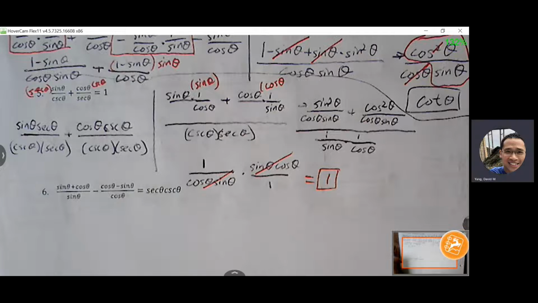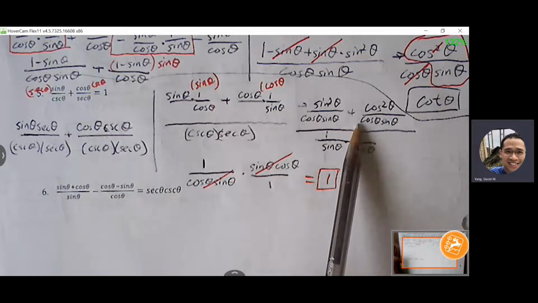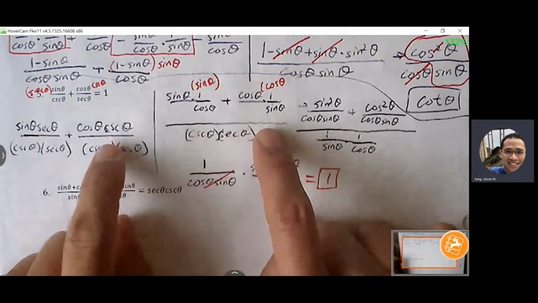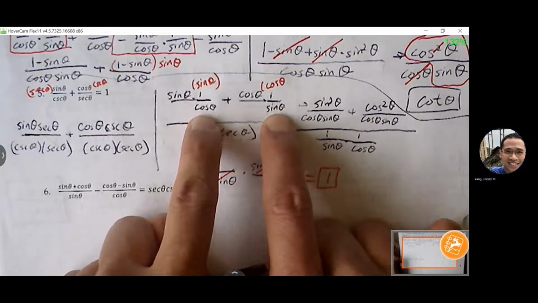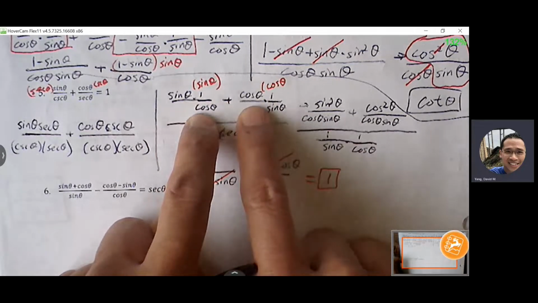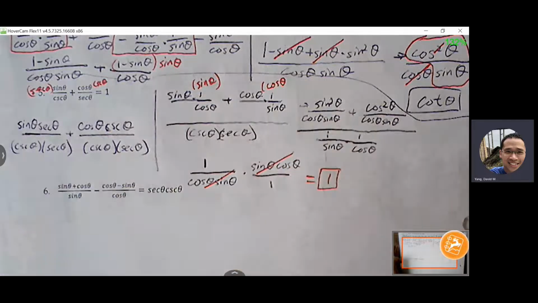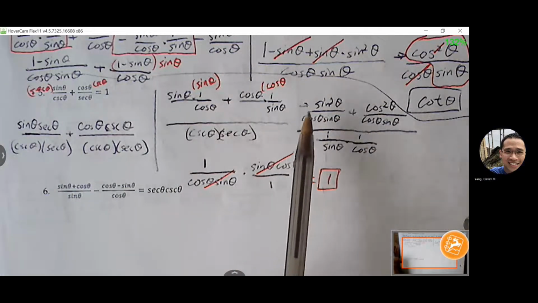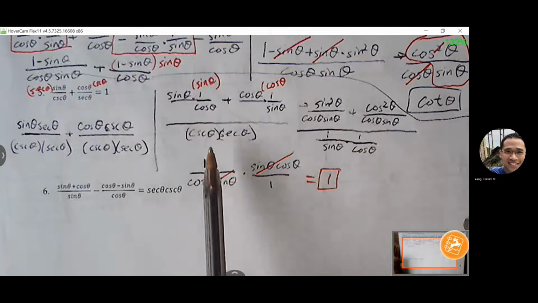Yes? How do you get rid of the denominator? You mean from here to here? Yeah. Okay, so I made that secant into 1 over cosine, and I made the cosecant into 1 over sine. So really, this just became sine over cosine plus cosine over sine. And then I found a common denominator of cosine times sine. Oh, you're asking how did I get rid of this denominator? Of the secant. Oh, okay, right.